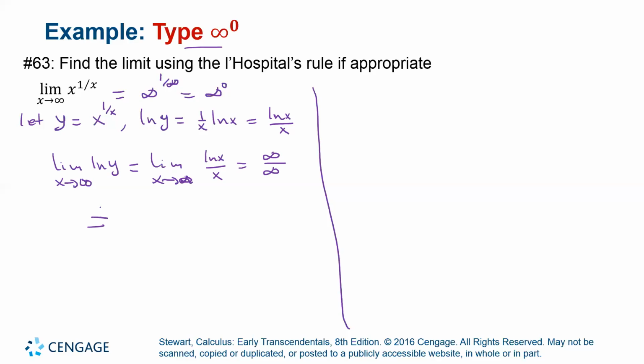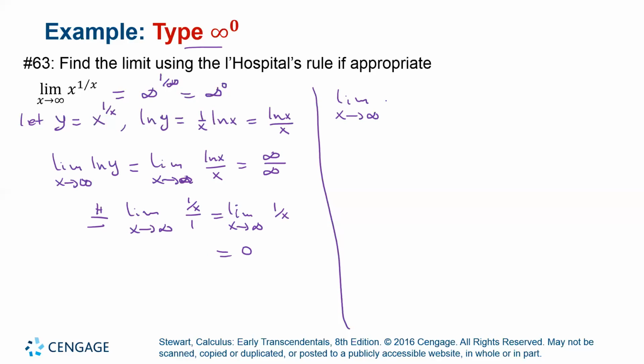So let us apply the L'Hopital rule there, which will give us the limit as x goes toward infinity of 1 over x divided by 1. And then this will just be the limit as x goes to infinity of 1 over x. And that is 0.